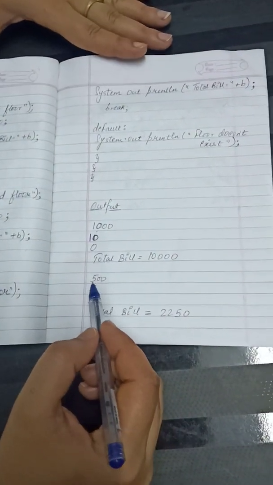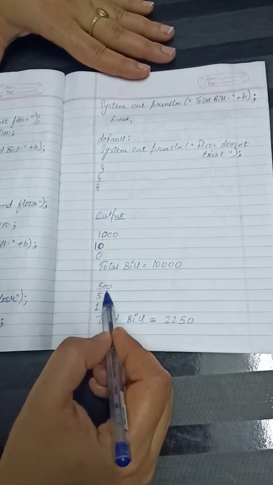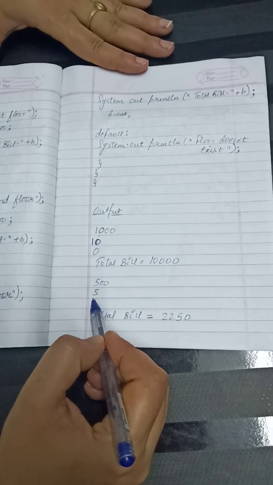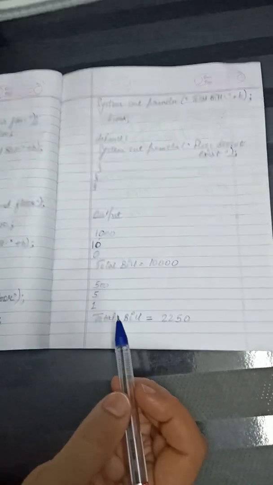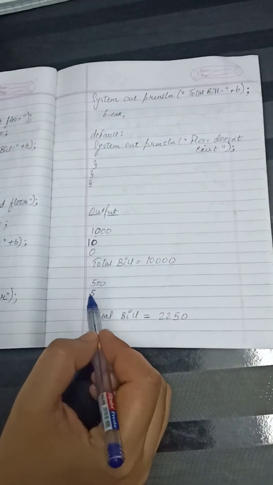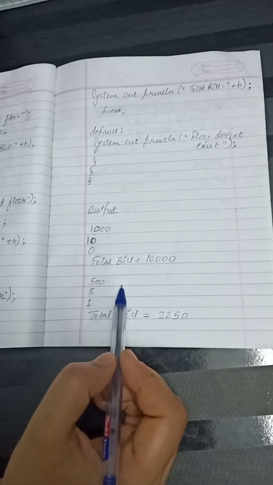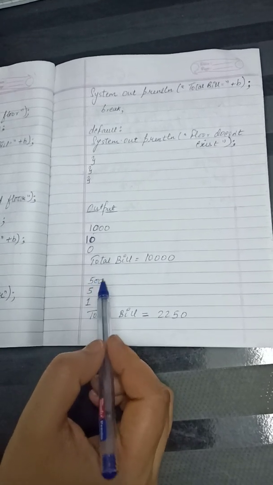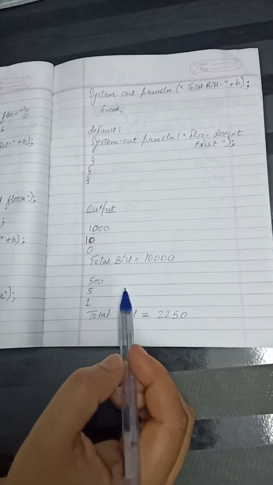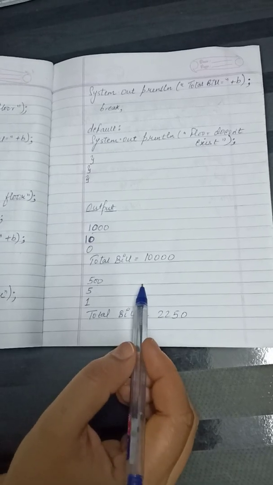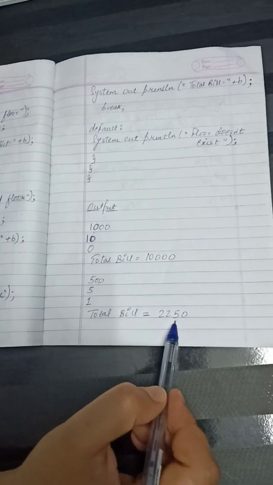Now again I have taken a second example. I have taken price as 500, number of persons as 5, and floor number as 1. So how will it calculate? It is 500 into 5, which is 2500, and from 2500 we subtract the discount, which is 10% on this total multiplication part. So it comes out to be 250 after discount. So 2500 minus 250 is 2250.